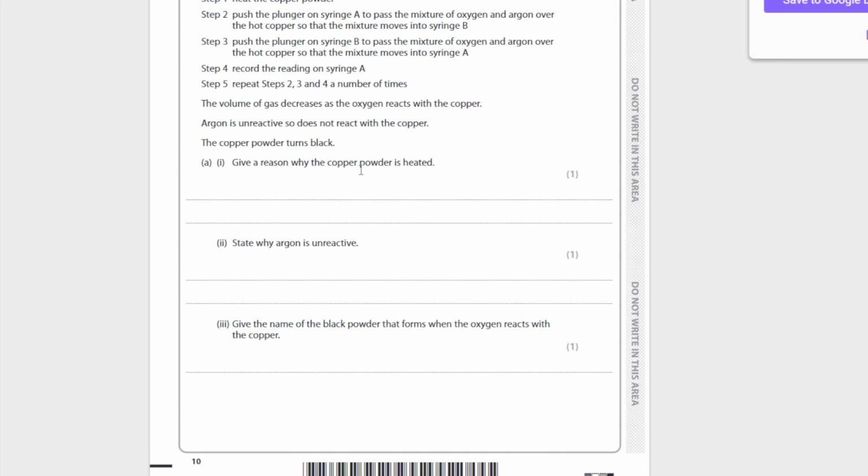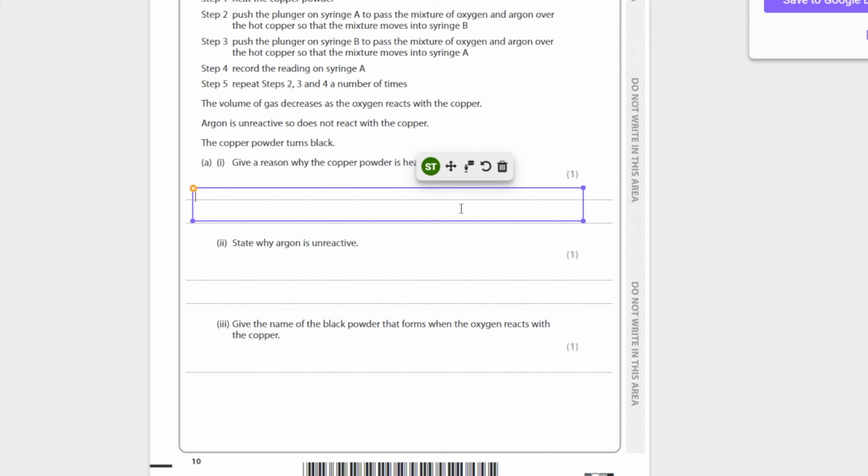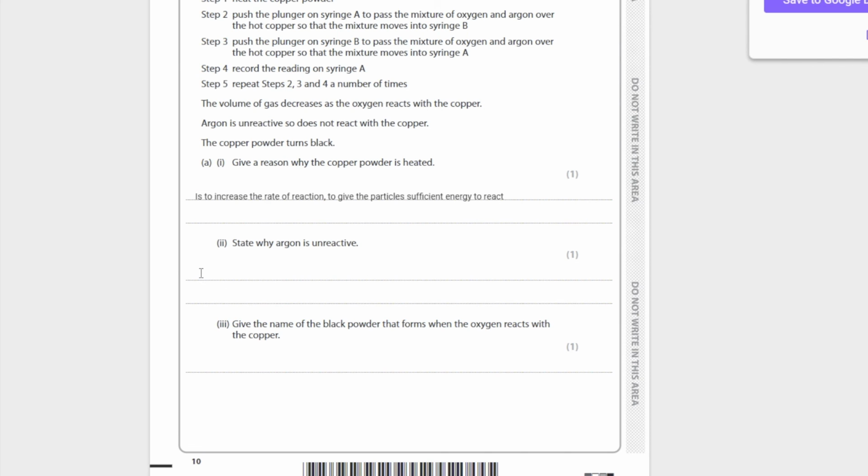Okay, so now we read the practical. Give a reason why the copper powder is heated. Well, if we studied the practical before, which we all have, we know that the reason it's heated is to increase the rate of reaction, to give the particles sufficient energy to react. One mark. I just wanted to make sure we got the mark there, so I added a bit extra.